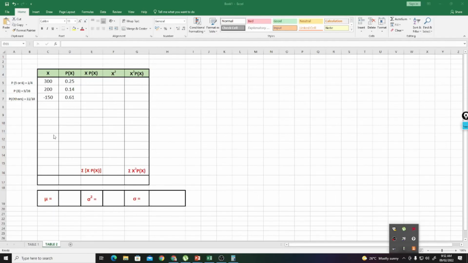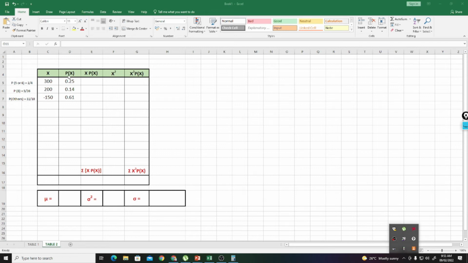For table number 2, first we construct the table. So, yung first column natin, this is for the random variable x. So, ito yung winning, saka yung losing mo. So, you win 300 kung probability of 5 or 6. You win 200 if the probability of 8 ang lumabas. And then, syempre, you lost 150 kung probability no others.